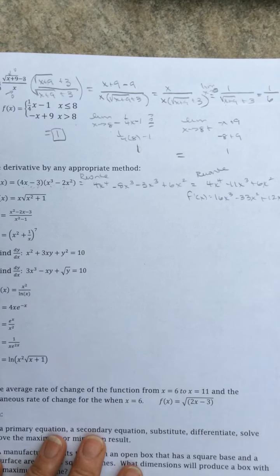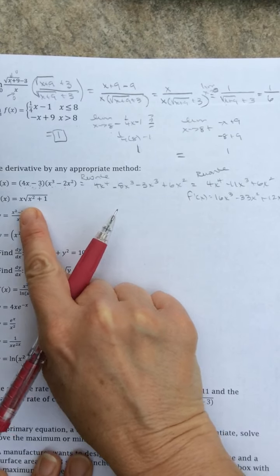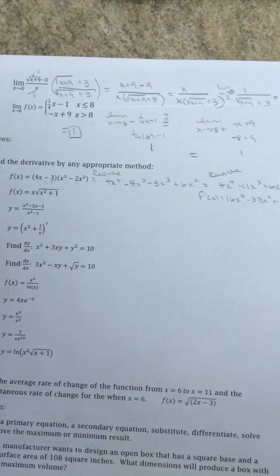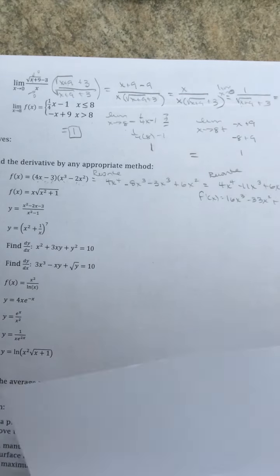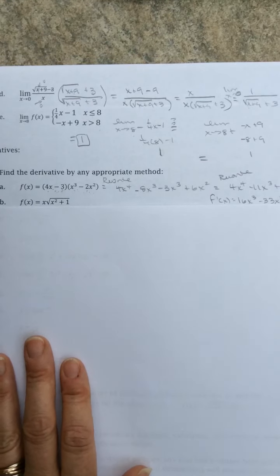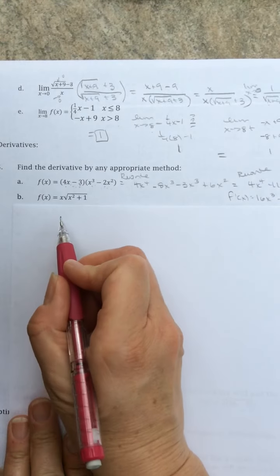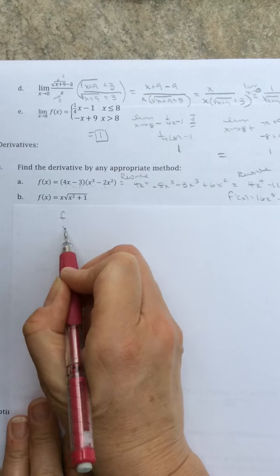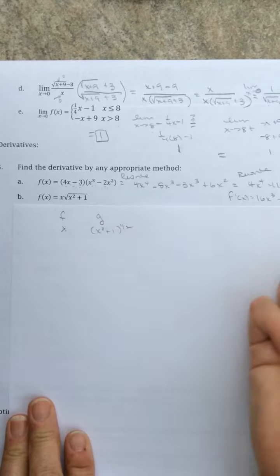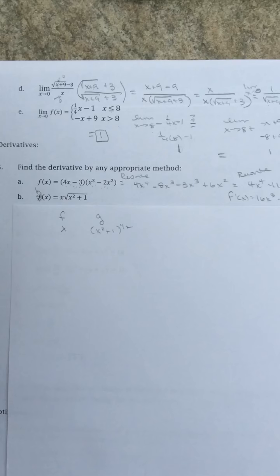But we can't do that on b. B is not as easy because we have two functions. One is called f and one is called the square root of x squared plus 1. And we cannot distribute into a square root. We can't take that x into the square root. So what we're going to have to do instead is the product rule. So we're going to call our first function x and our second function x squared plus 1. And I'm just going to rename this so that we don't get confused about what f is.